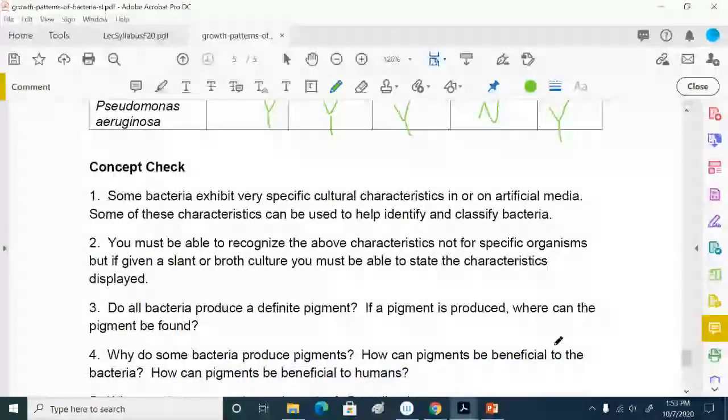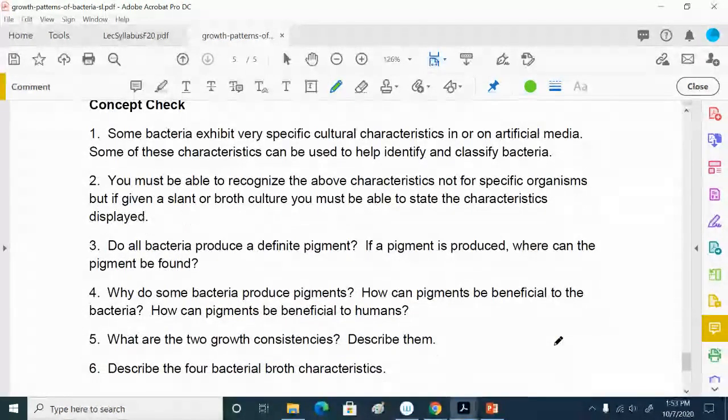What's a flocculent again? Little clusters of bacteria sticking to the sides or floating in the broth. Okay, thanks.